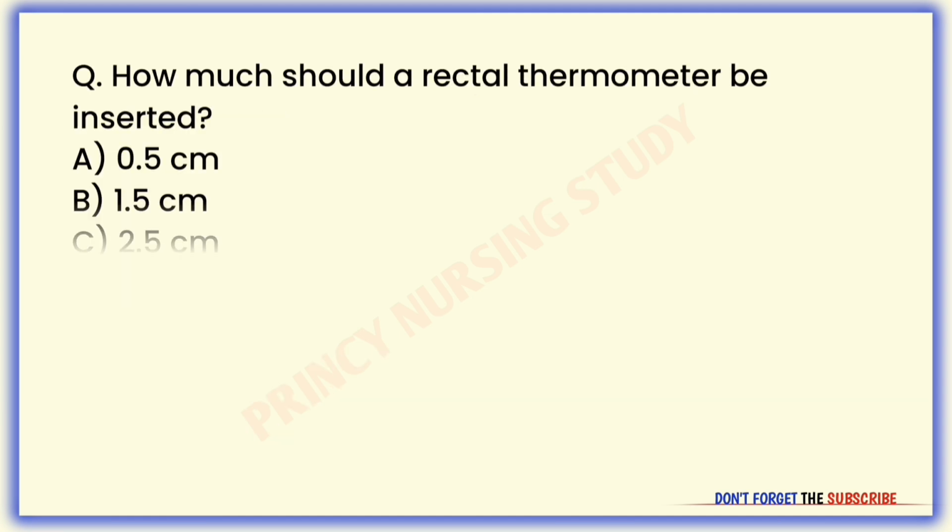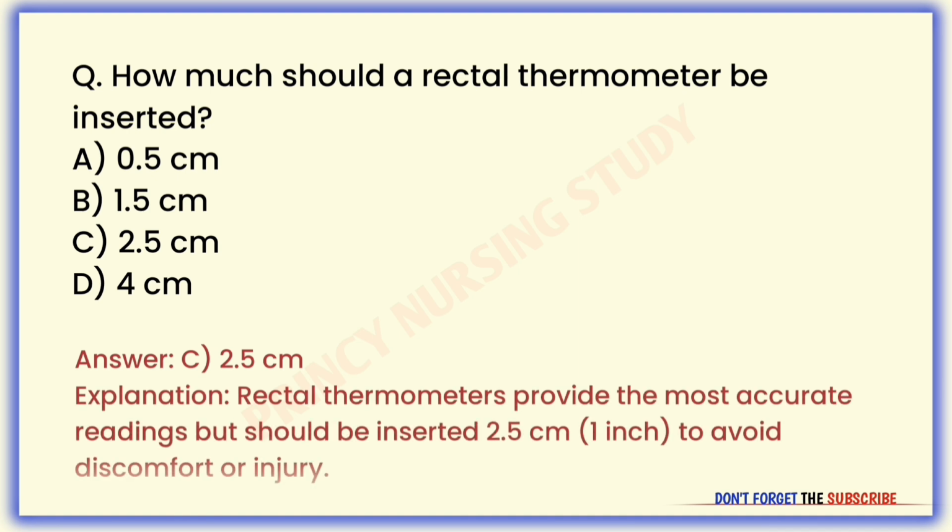Next question. How much should a rectal thermometer be inserted? Correct answer is C. 2.5 centimeters. Rectal thermometers provide the most accurate readings but should be inserted 2.5 centimeters, 1 inch, to avoid discomfort or injury.